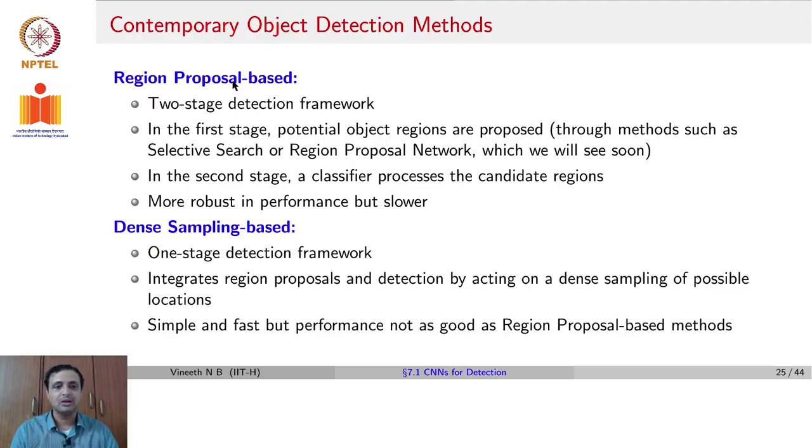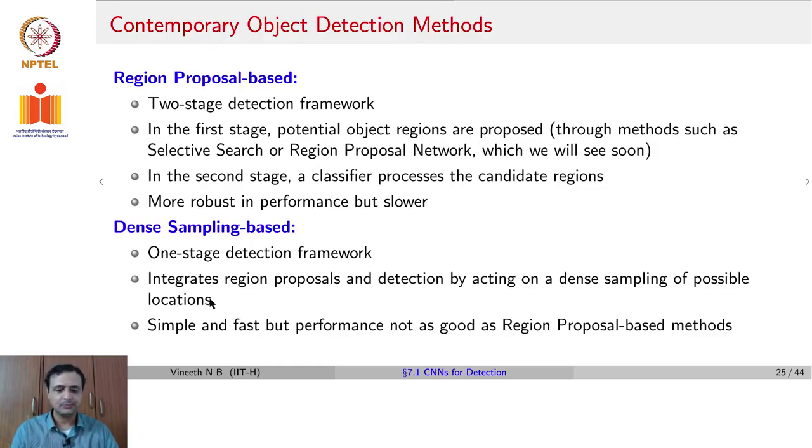We will cover region proposal based methods in the rest of this lecture and take up dense sampling methods in the next lecture. In region proposal based methods, the framework is composed of two stages. In the first stage, a network or module proposes different regions that could contain objects. In the second stage, a classifier, in our case a CNN, takes those regions and classifies them as belonging to an object or to the background. This is more robust in performance but is slow because of the two-stage approach.